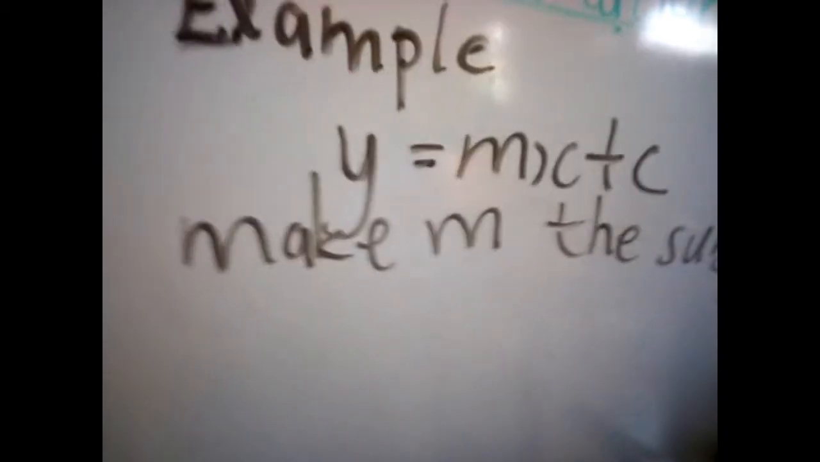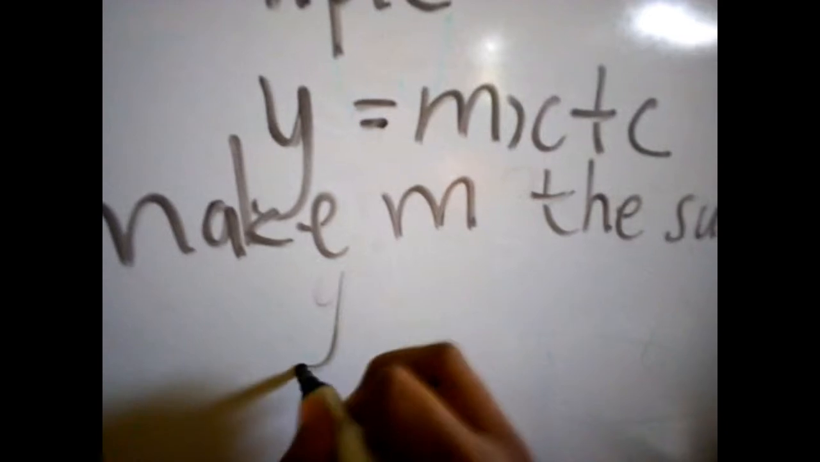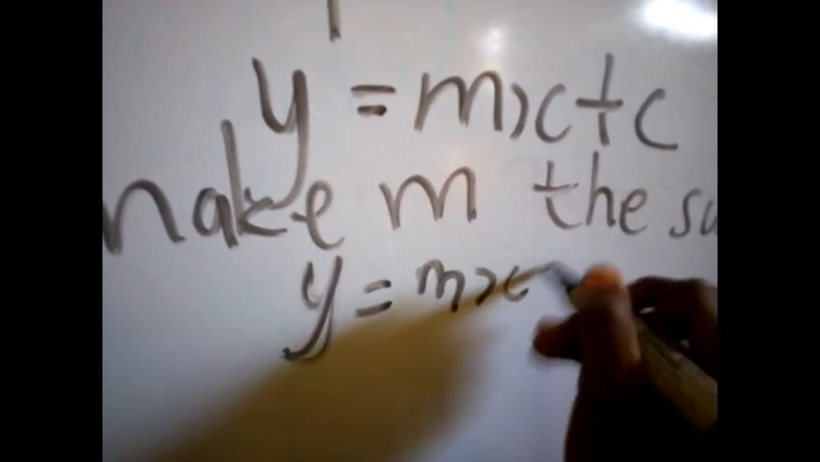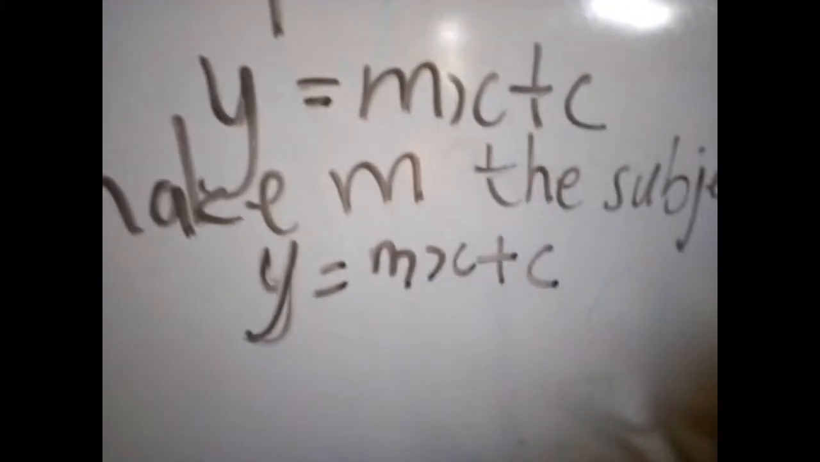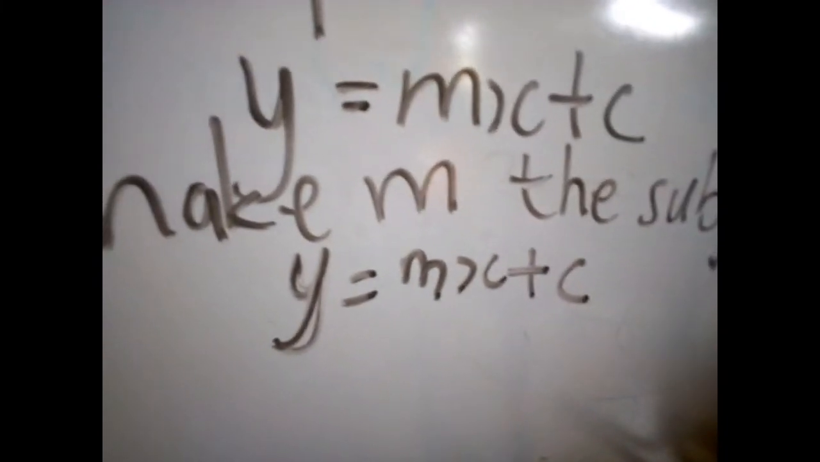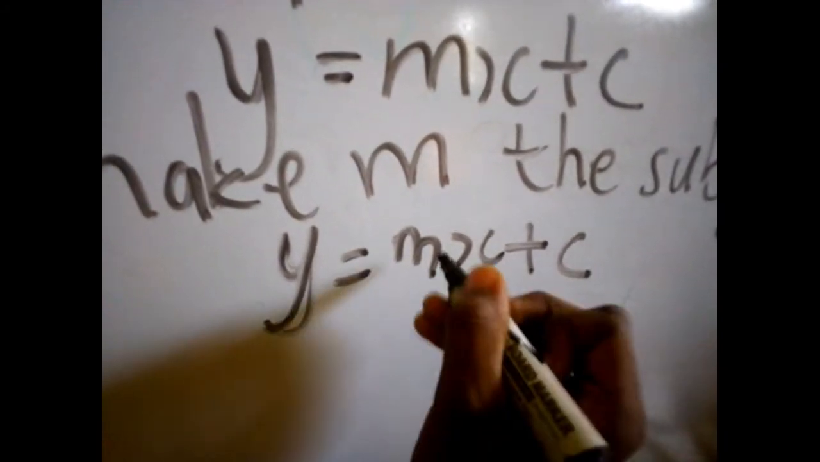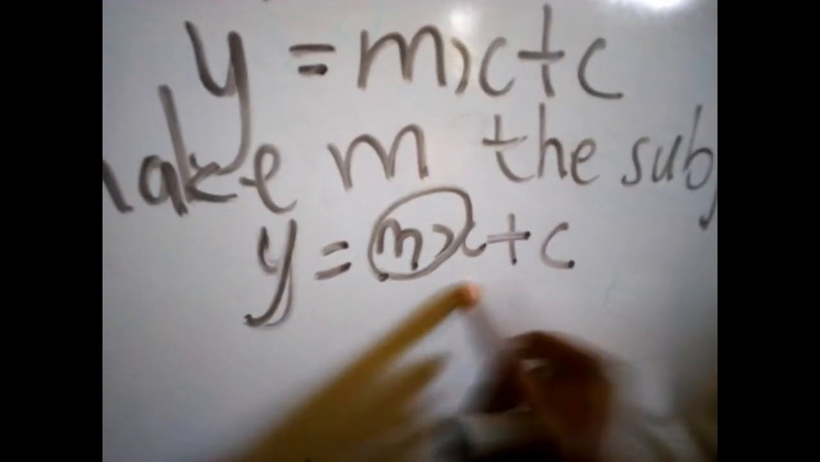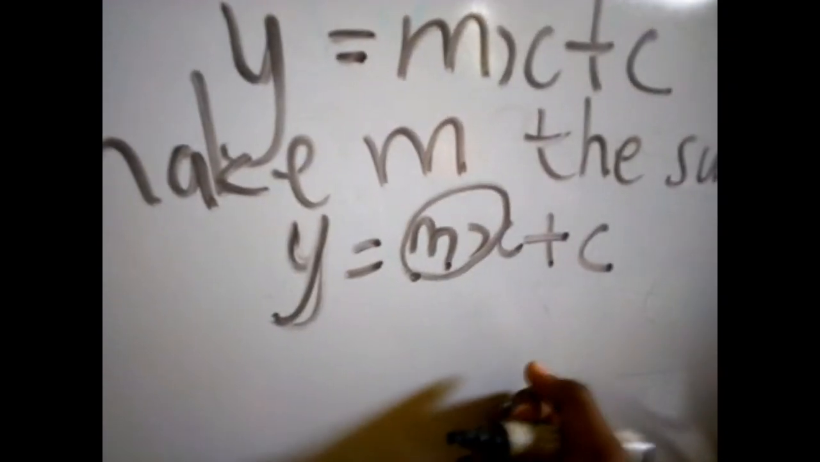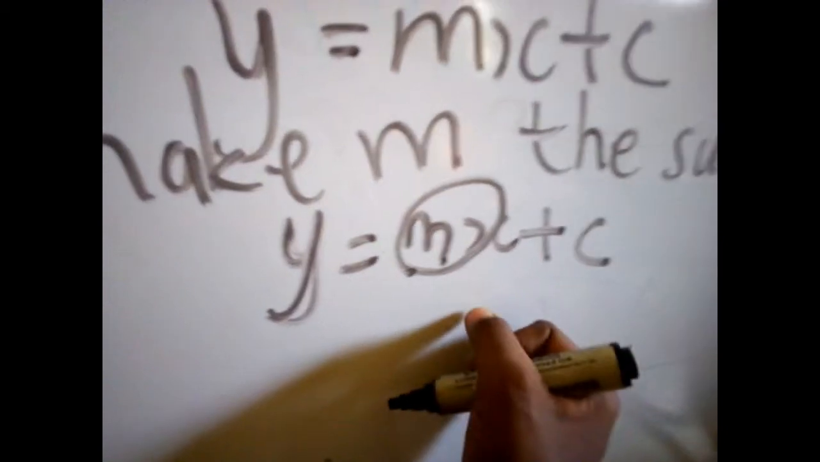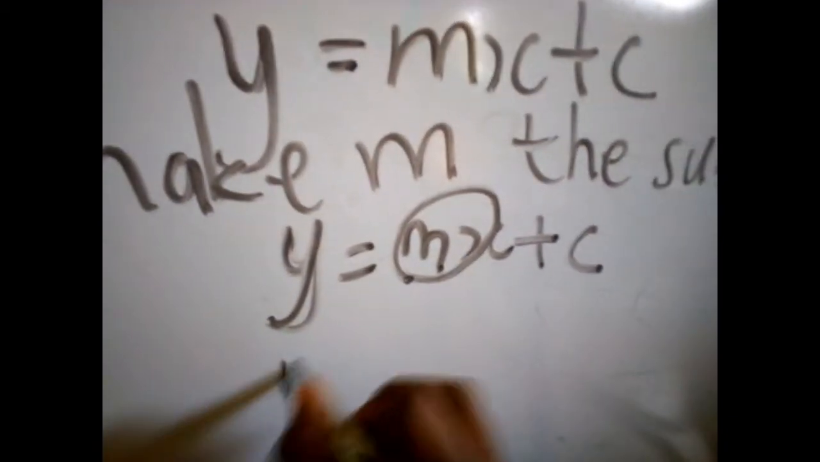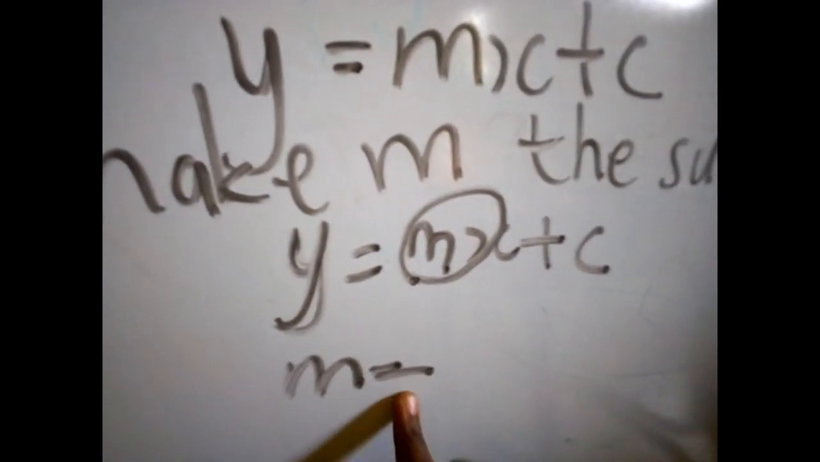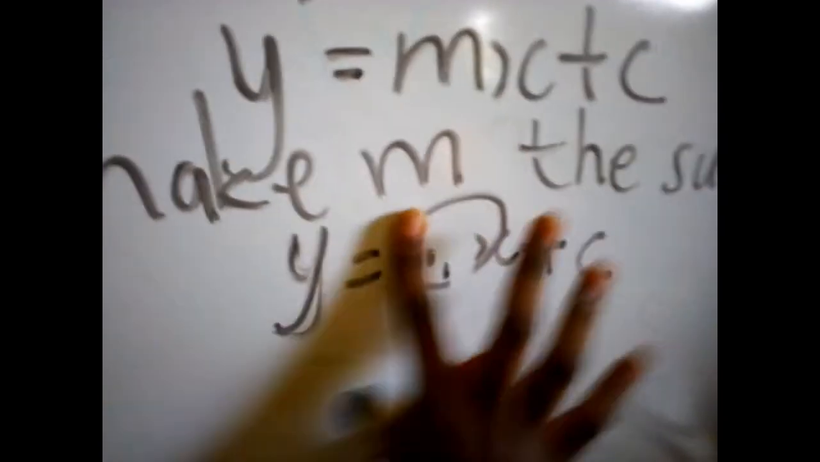So y equals mx plus c. Make m the subject. So this one you have to make mx stand alone. They are standing as one, so you have to make mx stand alone. To make mx stand alone, you have to bring c, because we want to make m the subject, which means we want to make m come before the equal sign. That's what we want to do.